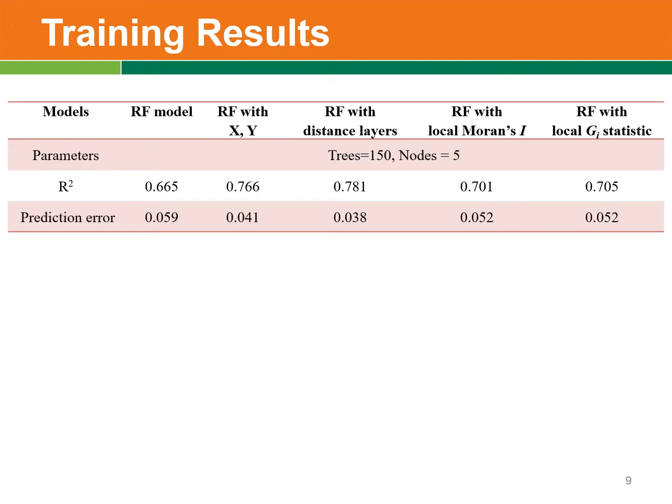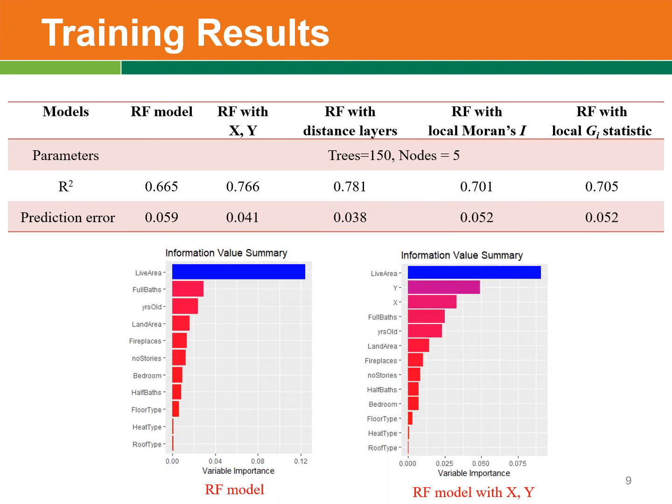The random forest model was implemented in RStudio, and we set the number of trees to 150 and the number of nodes to 5. The R square value shows that the pure random forest model explains around 67% of the variation in house prices, and R square increased to 0.781 in the random forest model with distance layer, which is the highest value. The prediction error value also indicates that the random forest model with distance layer performs the best.